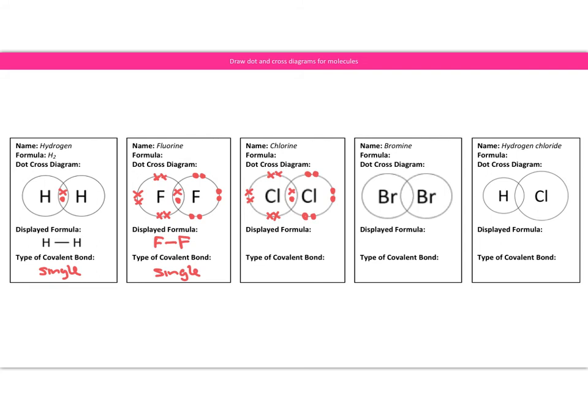Displayed formula, chlorine, there is one shared pair of electrons between the two chlorine atoms, so there's one covalent bond. That's the displayed formula, and it's a single bond.